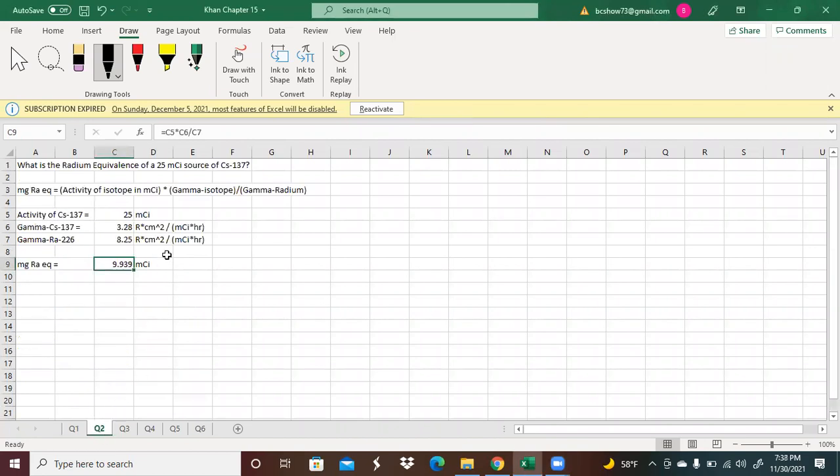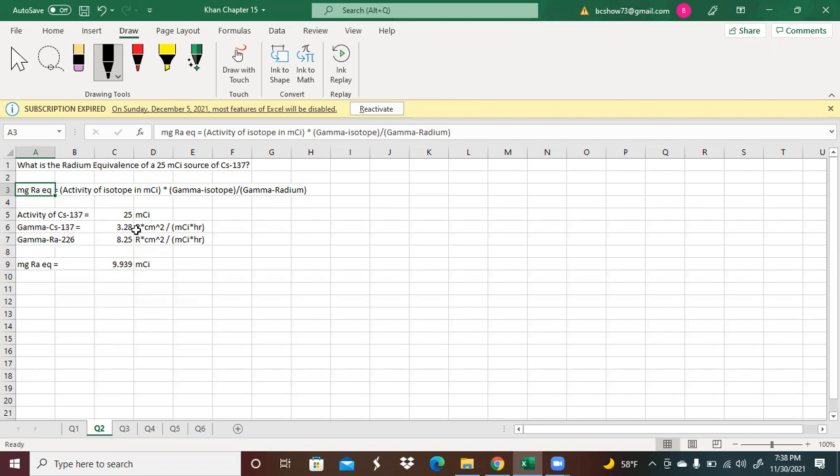So let's go on here to number 2. What is the radium equivalent of a 25 millicurie source of cesium-137? How do we determine that? Well, again, this comes out of the lecture. So the milligram radium equivalent is going to be equal to the activity of the isotope in millicuries, and that's given to us, times the gamma of this particular isotope divided by the gamma of radium. Now, the gamma of radium is pretty much established here, 8.25 roentgens centimeter squared divided by the millicurie hour.